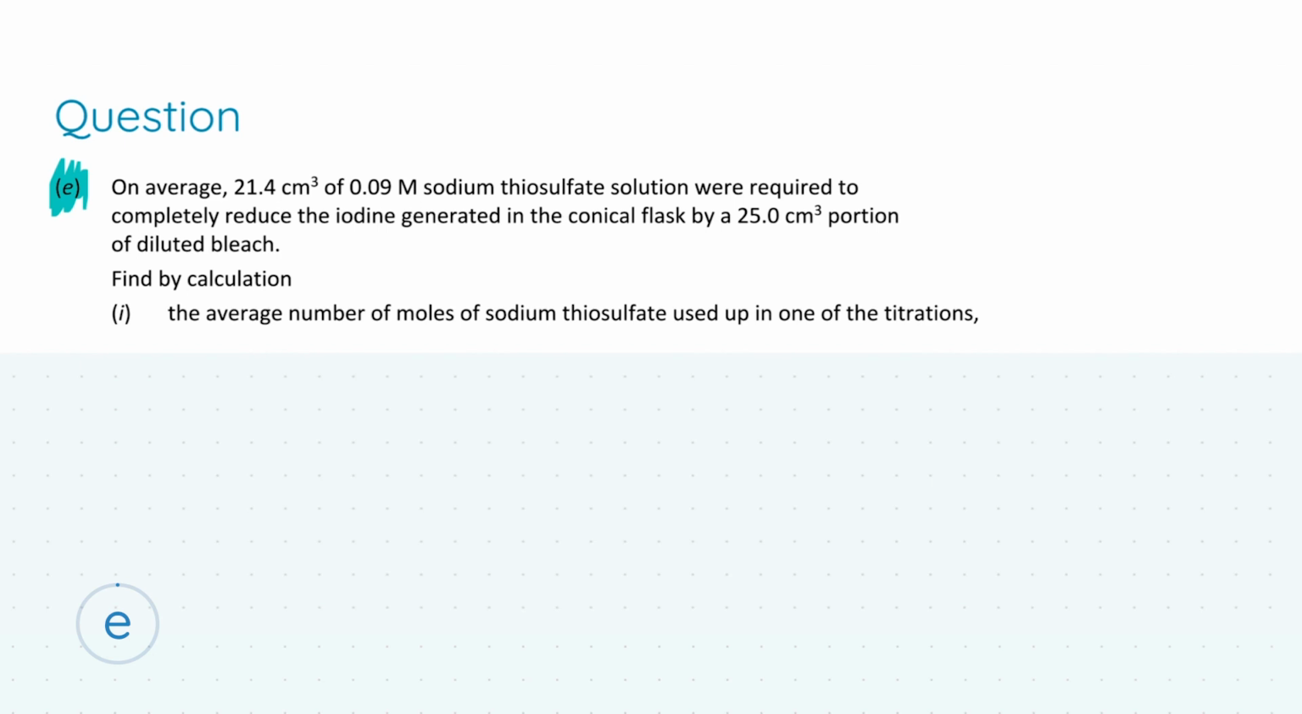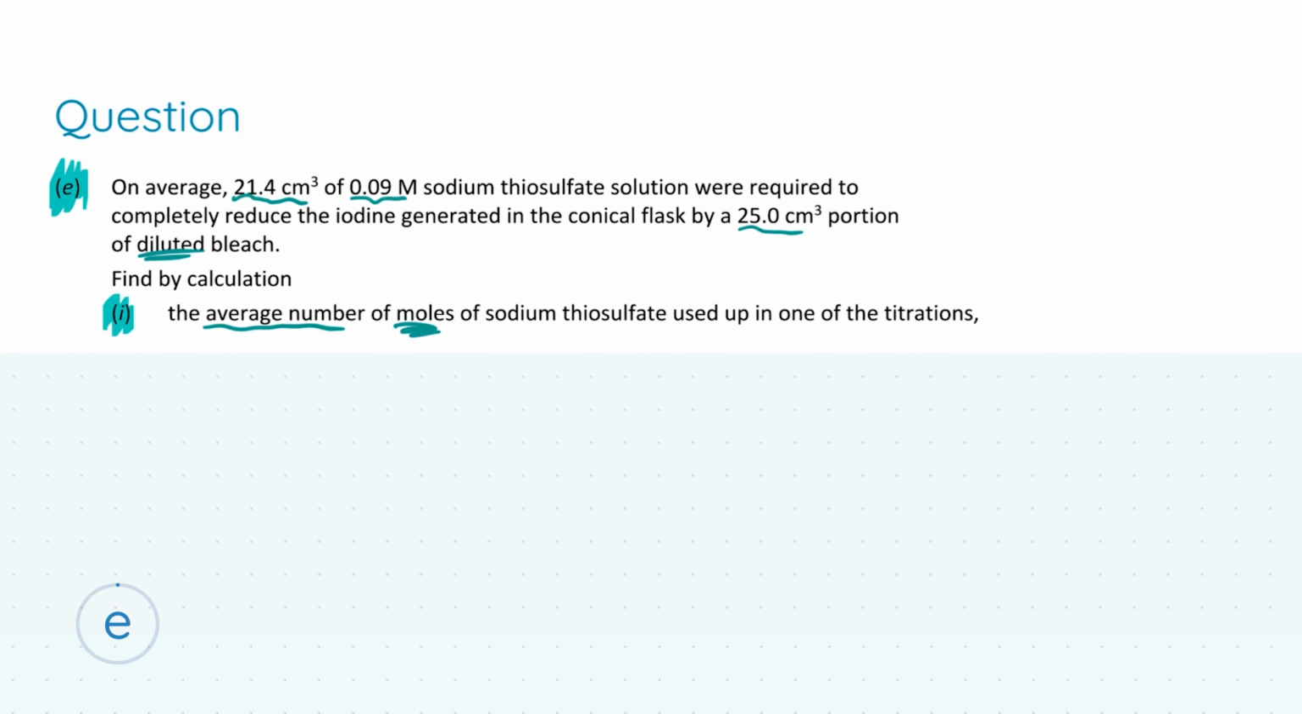So in part I, and especially in this kind of math section, you get given a lot of figures. In this case, we are told on average 21.4 centimeters cubed of the 0.09 molar sodium thiosulfate solution were needed to proceed with this reaction in the conical flask once mixed with this 25 centimeter cube portion of our diluted bleach. And in part I, we are asked to find the average number of moles of the sodium thiosulfate used up in one of the solutions.